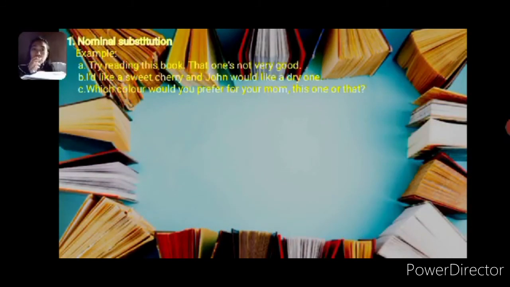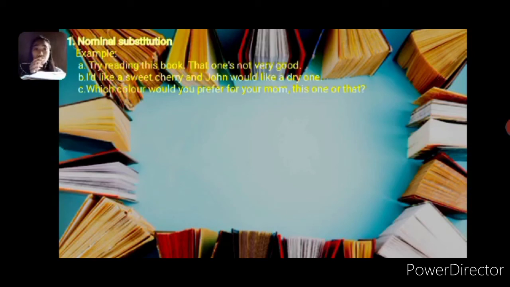Nominal substitution, or the replacement of a noun by ones or one. For example, try reading this book. Is that ones not very good? So here, the word ones substitutes the noun book. I'd like a sweet cherry and John would like a dry one. So here we can use the pronoun ones and one after adjectives or demonstratives.